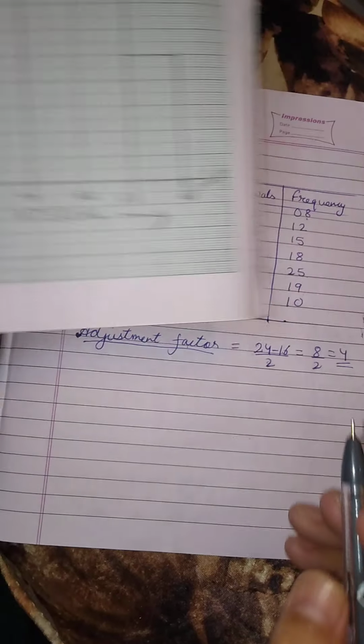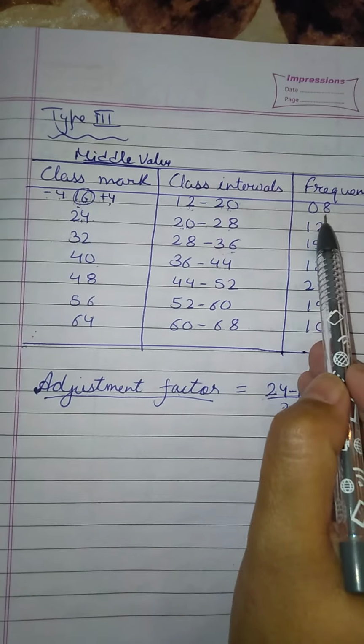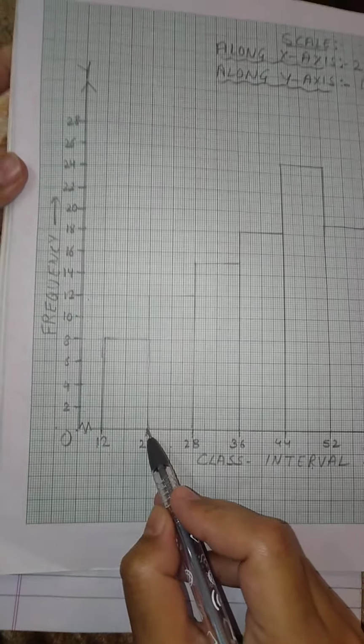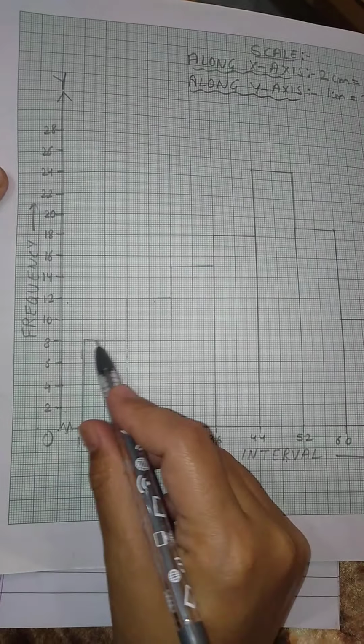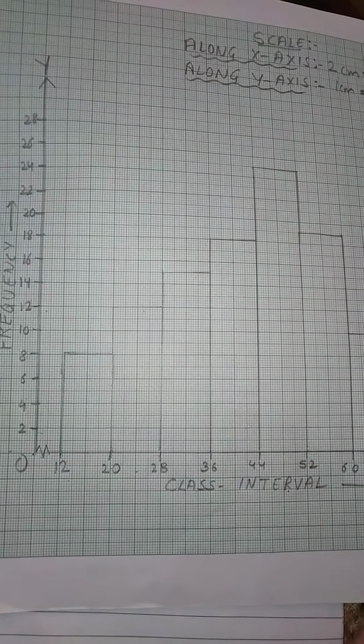Last thing, for the class interval 12 to 20, my frequency was 8. So for the interval 12 to 20, plot this first bar with the height 8. Do this for the next one also.